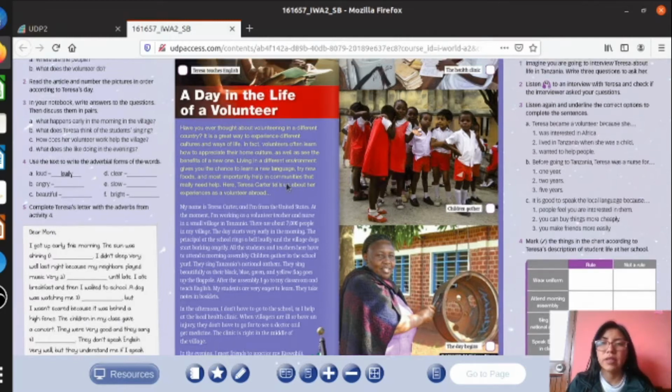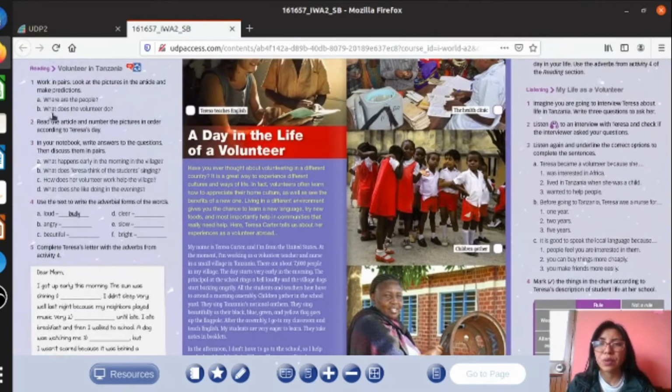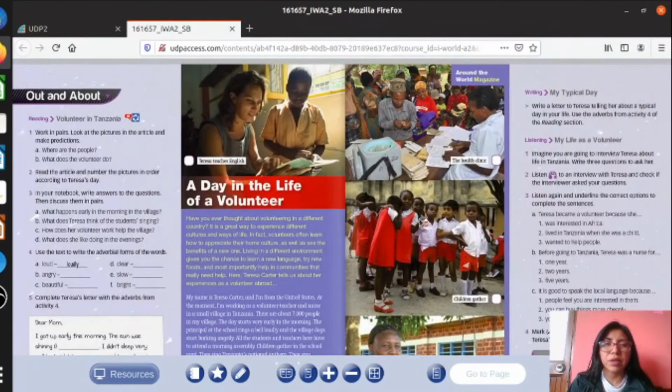The question number 2, what does the volunteer do? Okay, what do you think? What does the volunteer do? That's right. Remember, a volunteer is a person that helps people, okay? In this case, maybe she is helping the woman to read, okay? Maybe she is teaching her. Tal vez le está enseñando a leer algo.